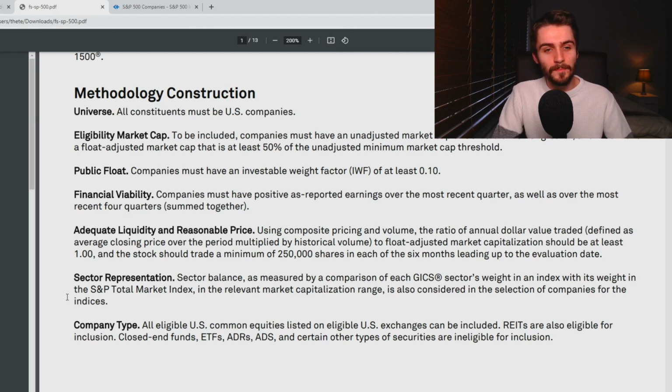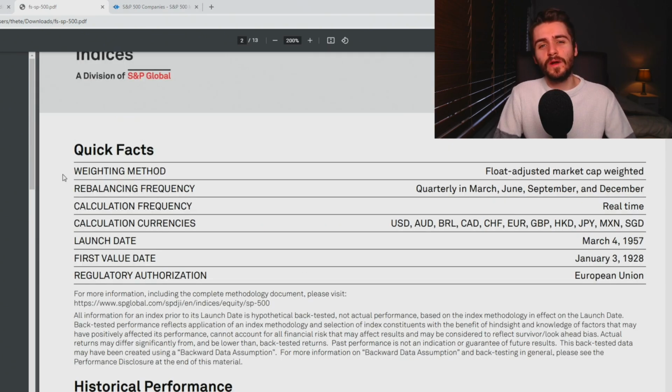These last 2 points in the methodology construction section of the report really just have to do with how different sectors are represented within the index and the types of companies which are eligible for inclusion. So moving on to the quick facts section of the report, we can see that the weighting method for the S&P 500 index is based on the market capitalization associated with floating shares.